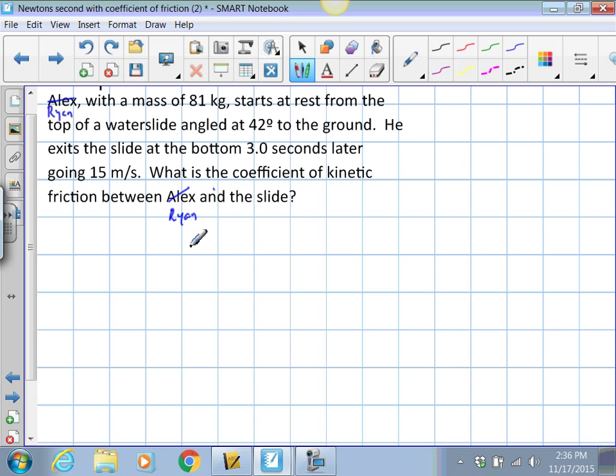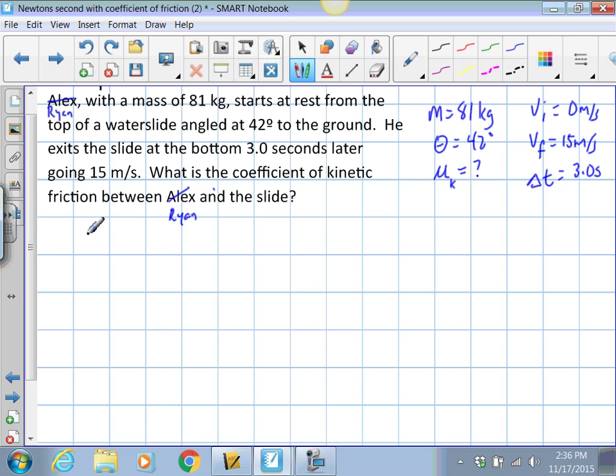Okay, so some information that we've got. We've got mass equals 81 kilograms. We've got a theta of 42 degrees. And we've got a mu that we're looking for, and that's specifically mu k. We also have some kinematic data. We've got VI is 0, starting from rest at the top of the slide. We've got a VF of 15, and we have a delta T. What was it, 3 seconds? Yeah.